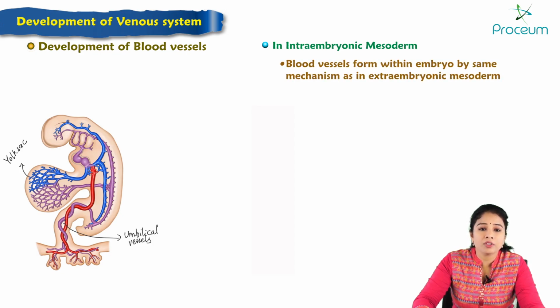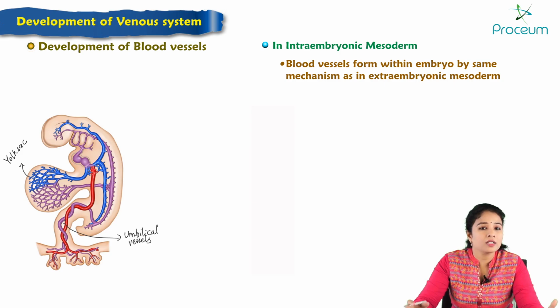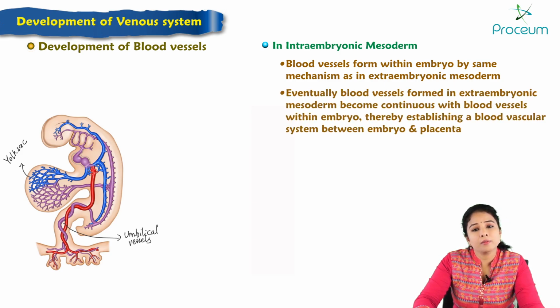Blood vessels form within the embryo by the same mechanism as in the extraembryonic mesoderm. So the same process of vasculogenesis occurs even in the intraembryonic mesoderm. Eventually, the blood vessels formed in the extraembryonic mesoderm become continuous with the blood vessels within the embryo, thereby establishing a blood vascular system between the embryo and the placenta.